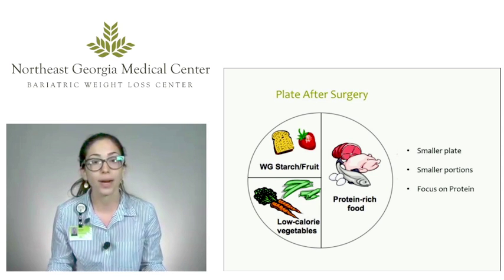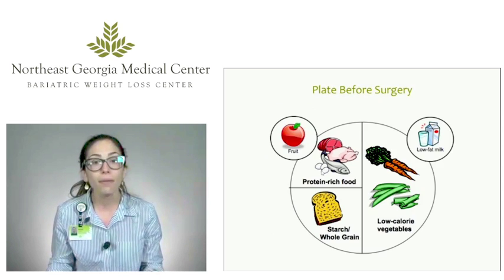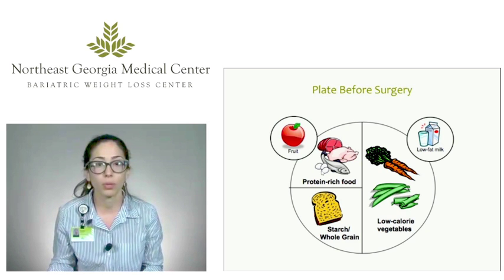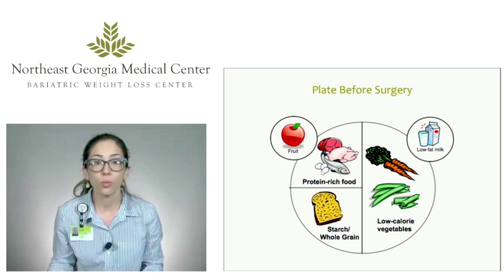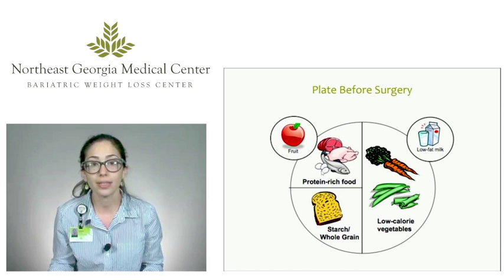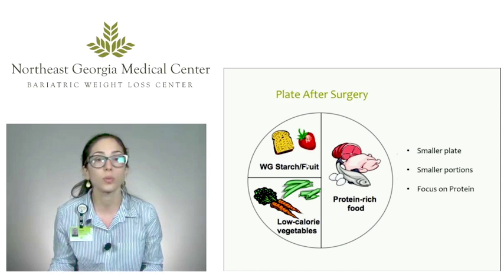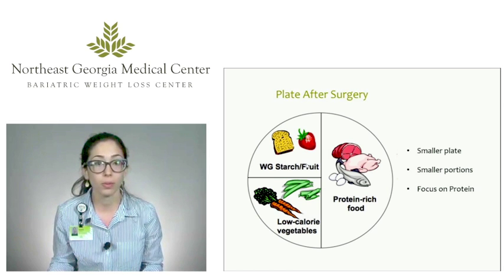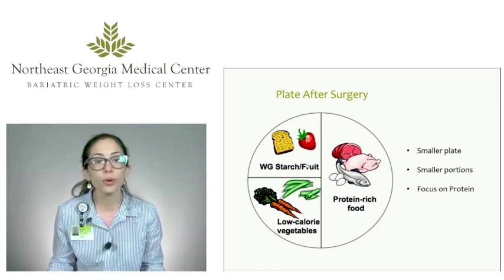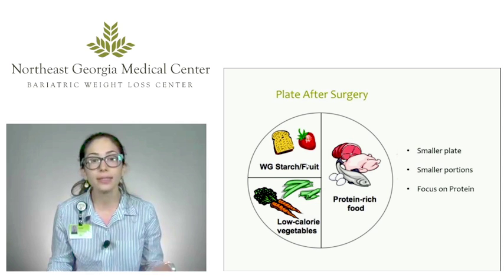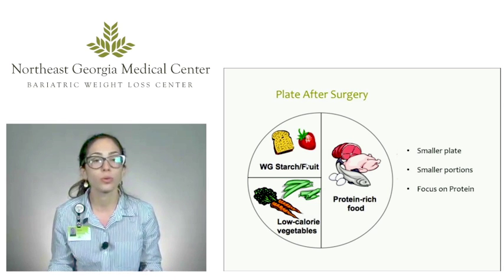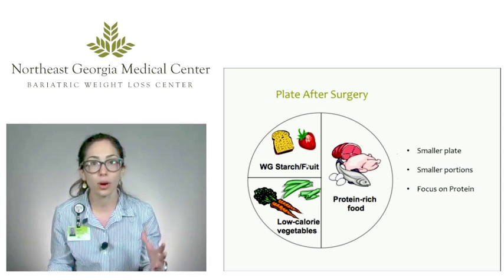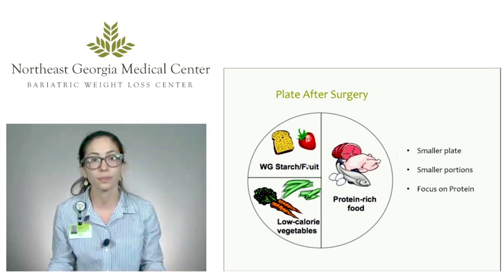If you see on the right side of the plate, half of the plate here is covered with protein. Compared to the one before that, you can see that half of the plate was covered with those non-starchy vegetables. So after surgery, half of the plate would be with protein, a quarter of the plate with the grains, starches, or fruits, and a quarter of the plate with those low-calorie, low-carb, non-starchy vegetables.